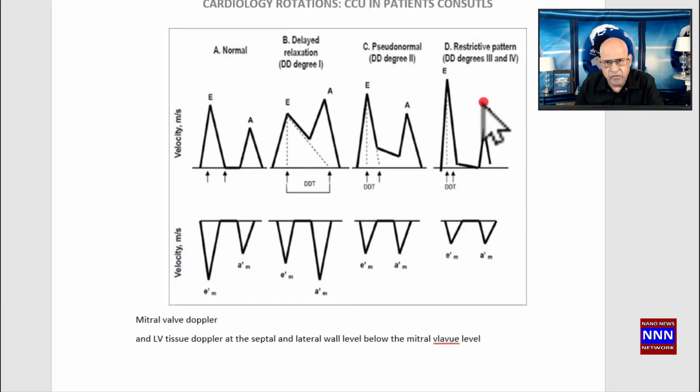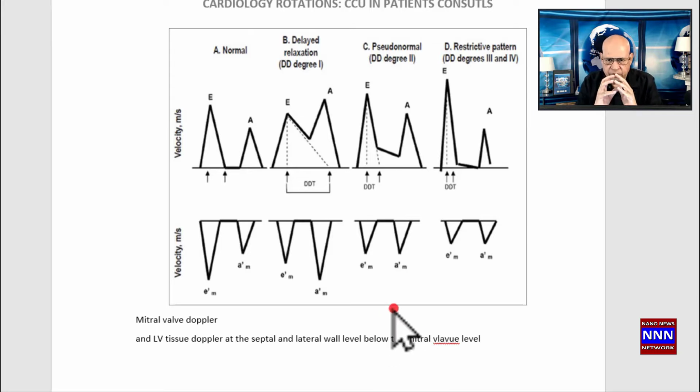Whereas in a far advanced irreversible stage, which is a restrictive pattern, like what we see in patients with infiltrative cardiomyopathy or in patients with severe diastolic dysfunction, the E becomes pretty prominent, at least 2 to 3 times bigger than the A wave, and the A wave looks very small, and it is also associated with the diminished tissue Doppler velocities.